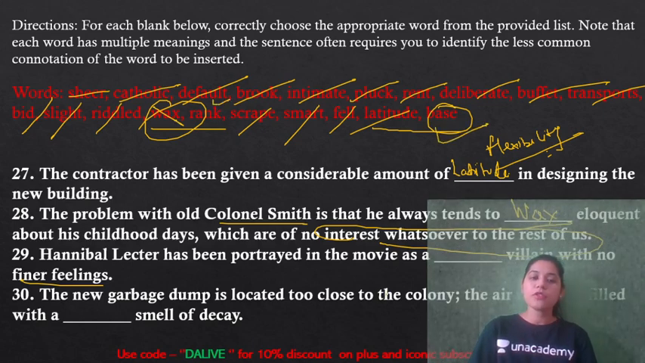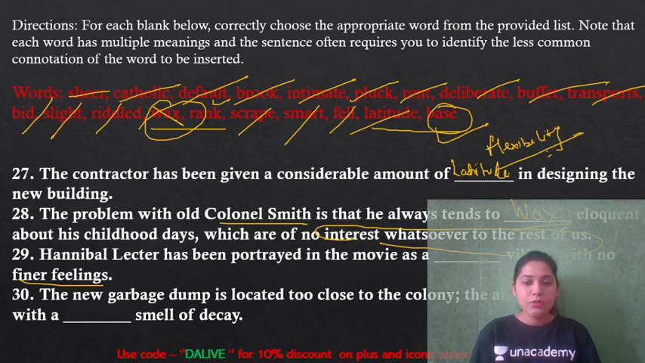So what kind of person he must be? Right, he means he's very amoral. He doesn't care. Right, he is just a villain who has no sensitivity towards other people. Who doesn't try to understand, no emotions for other people. So he's a base villain. He's a base villain. The new garbage dump is located too close to the colony.